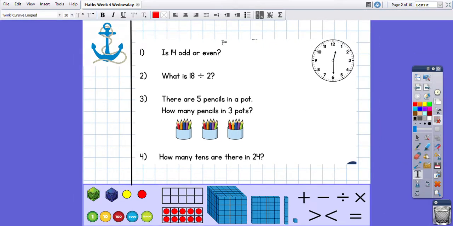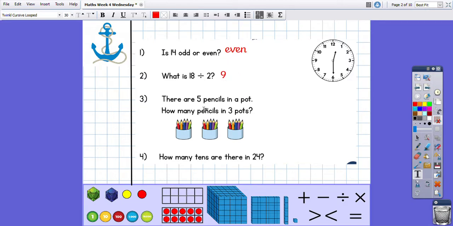So like I said yesterday, looking at our 2 times table to help us, 14 is in our 2 times table. So 14 is an even number. 18 divided by 2. Now I'd like you to be able to do this in your head, but if not, you draw 2 groups and share 18 between them, and you would get 9.